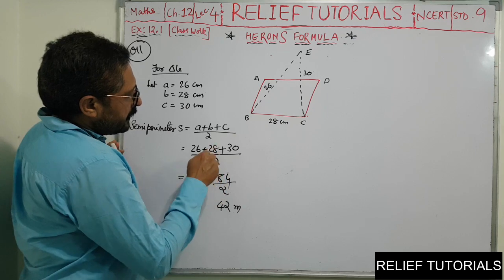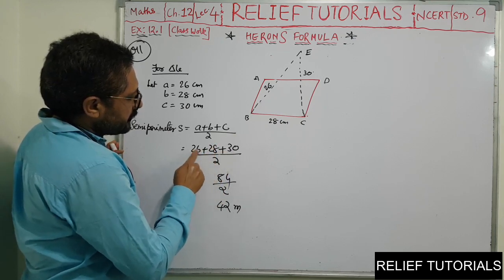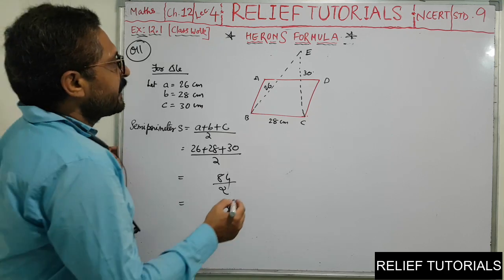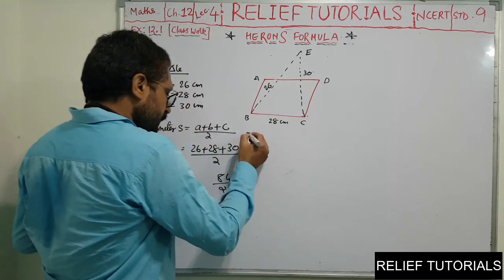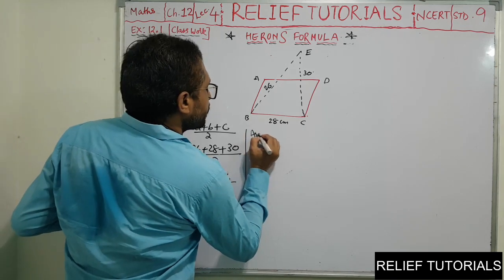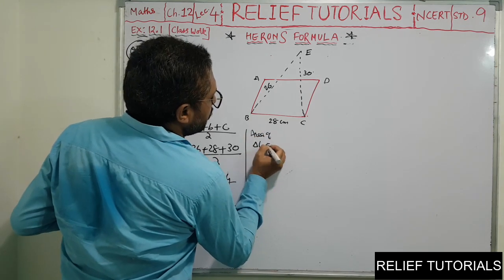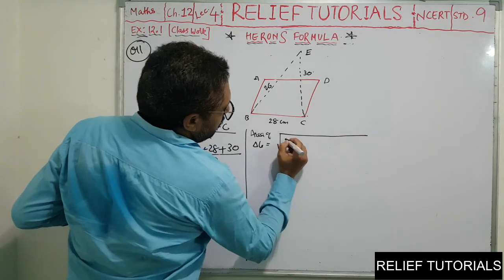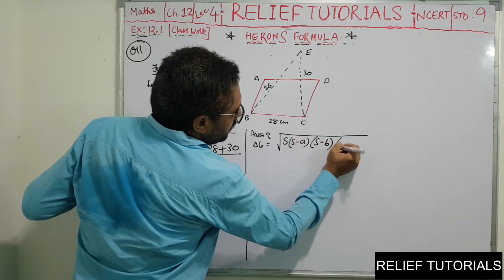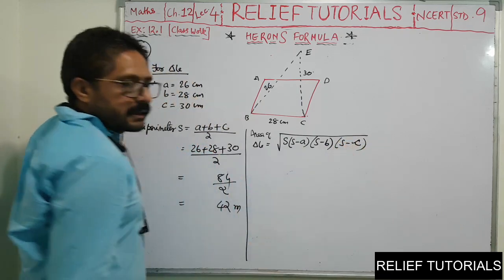8, 8, 6, 14, carry 1, 3, 4, 5, 6, 7, 8, 84. Yeah. Now we'll find the required area of the triangle, S minus A, S minus B, S minus C, that is by using Heron's formula.